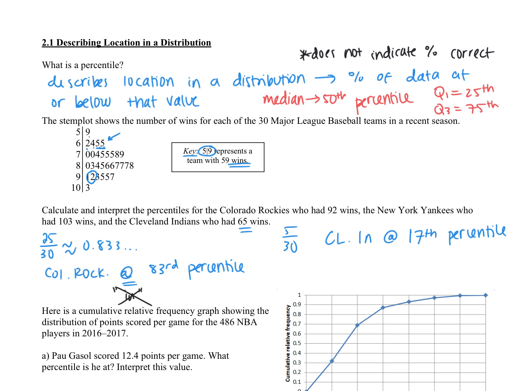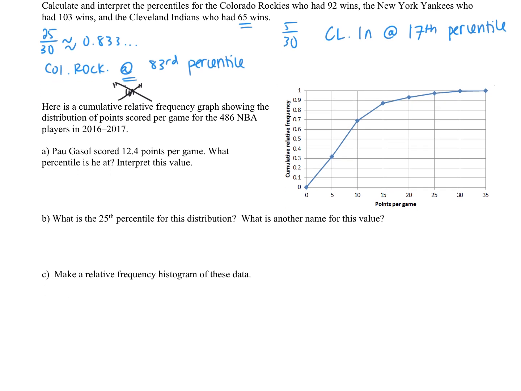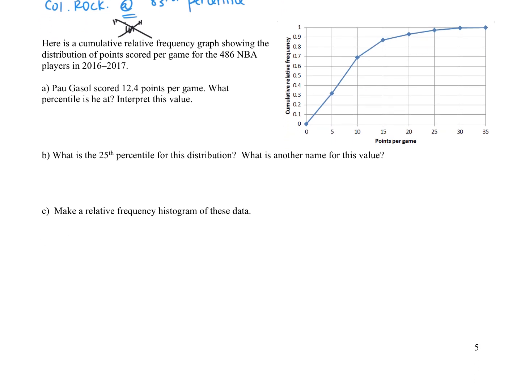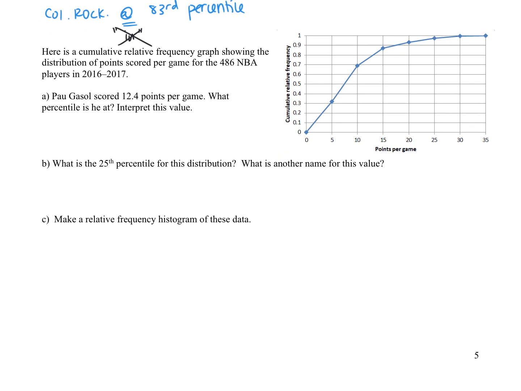So that is the start of percentiles. Where we go from here is it leads us to something called a cumulative relative frequency graph. And so that's what you see on the right. And if we notice some of our labels, the label on the x-axis is points scored per game. And as it says in the description, we're looking at 486 NBA players. And then we have cumulative relative frequency on the graph. So cumulative relative frequency tells us the relative frequency at that point and below it.